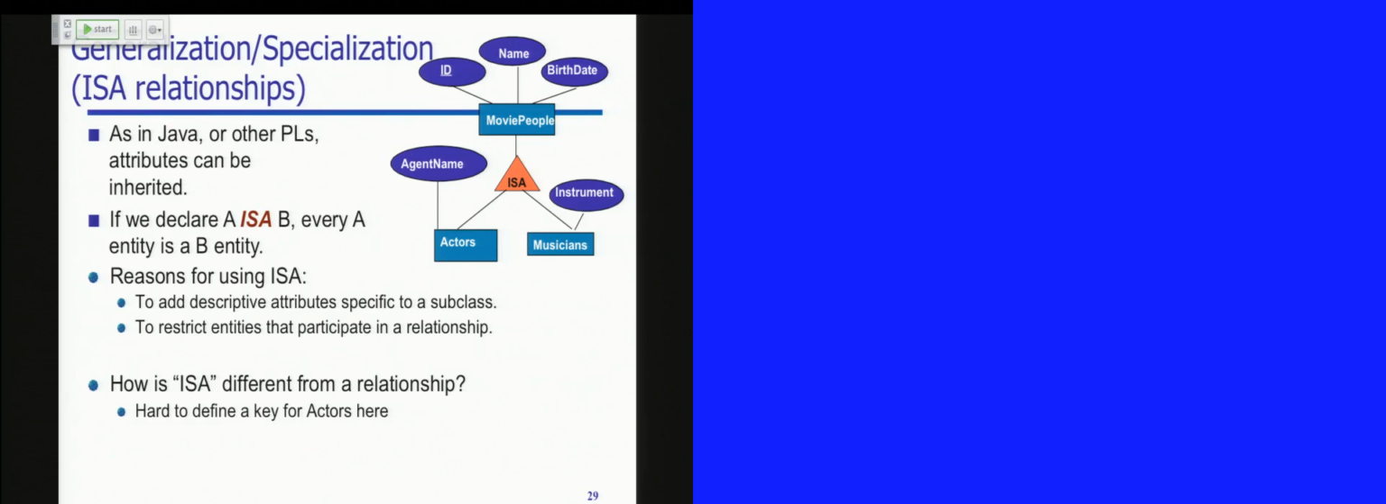Question? Does that superclass have to come out of the top of the triangle then? Your name? Anna. So Anna's asking, does the superclass have to come from the top of the triangle?